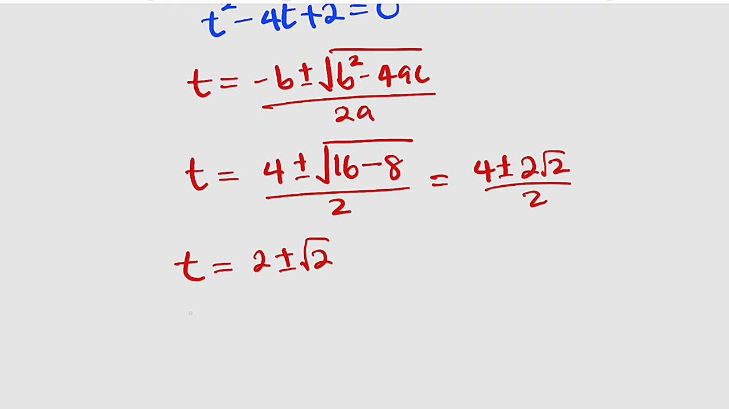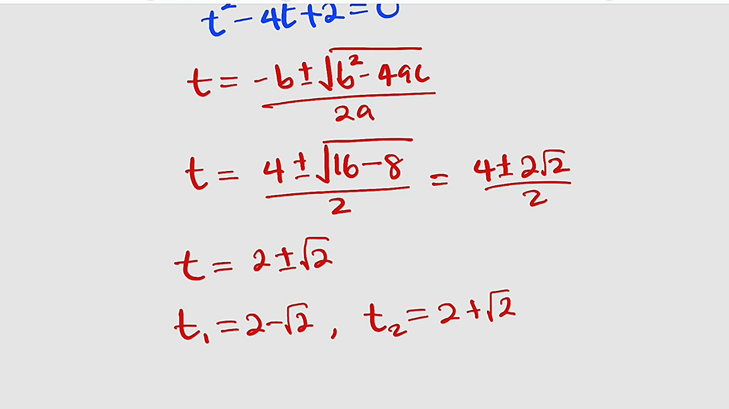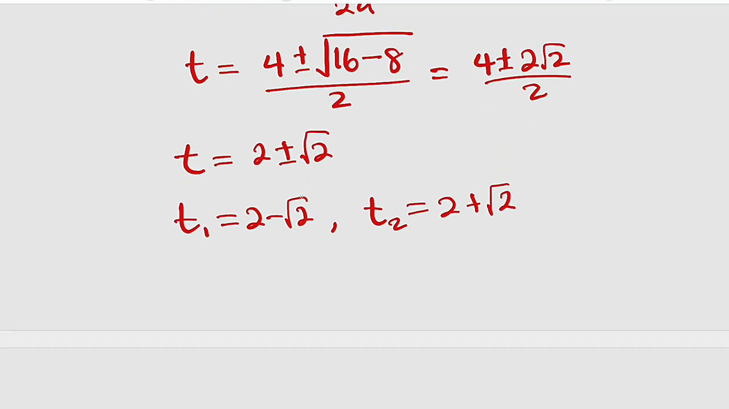All right. While going up, we have 2 minus root 2. While coming down, we have 2 plus root 2. I haven't included the unit yet, but let's simplify this. 2 minus root 2 will give us exactly 0.586 in 3 decimal places.